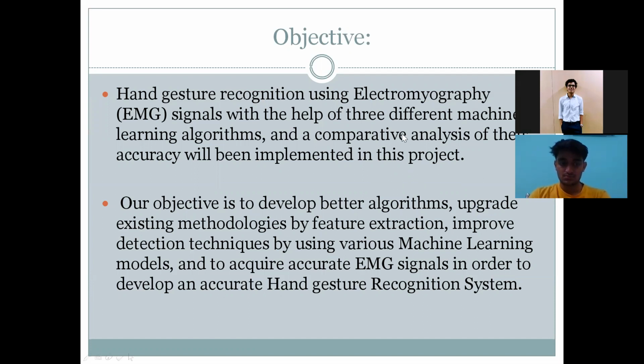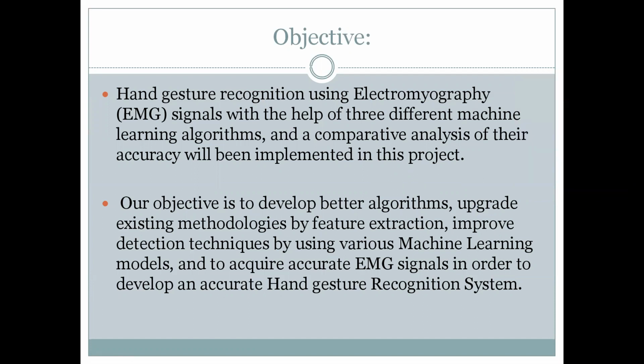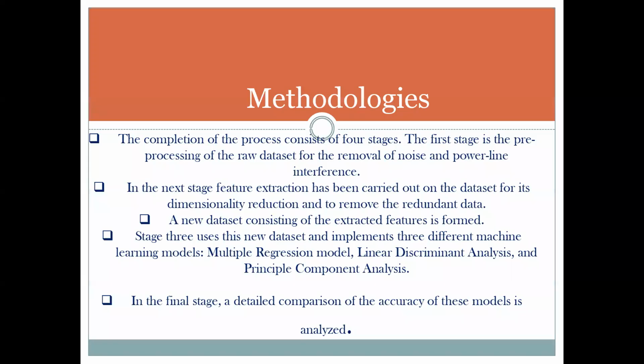The objective of this project is to develop better machine learning algorithms, upgrade existing methodology by feature extraction, improve detection techniques by using various machine learning models, and to acquire accurate EMG signals in order to develop an accurate hand gesture recognition system. The major machine learning algorithms we'll be using in this project are multiple linear regression model, linear discriminant analysis, and principal component analysis. In the final stage of the project, a detailed comparison of the accuracy of these models will be analyzed.